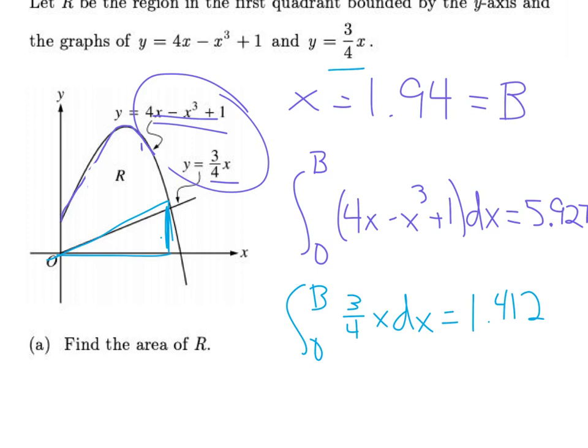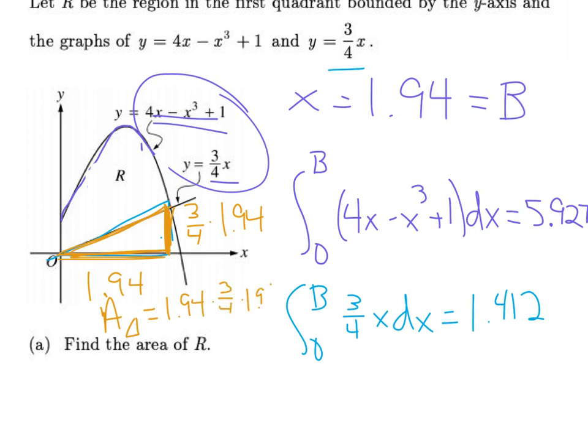But I'm not going to do that yet because I said I was going to find it in two different ways, and then I'll talk about a third way that I could actually process this question. So to find the area of this triangle, I know what this is, 1.94, and then I could figure out what this height is. It's 3/4 times 1.94. So then the area of my triangle is going to be 1.94 times 3/4 times 1.94, divided by 2 because it's a triangle. That should get you the same 1.412.